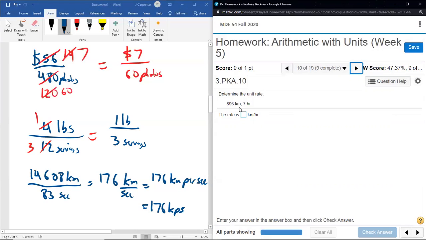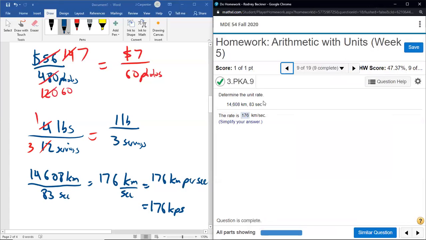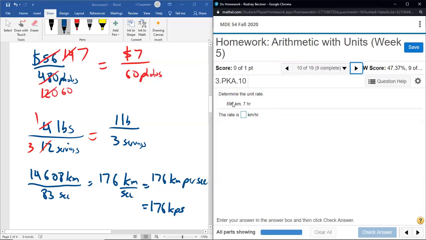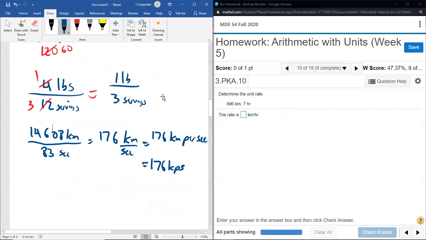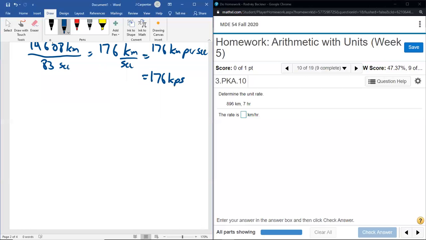All right, 896 kilometers, which is a much smaller distance, over 7 hours, which is a much longer time. See, this last problem was in kilometers per second. We did a whole lot of distance over a very small amount of time. That's a minute and 23 seconds. Whereas now we're covering, it's still triple-digit kilometers, but over 7 hours. So let's see what we get.